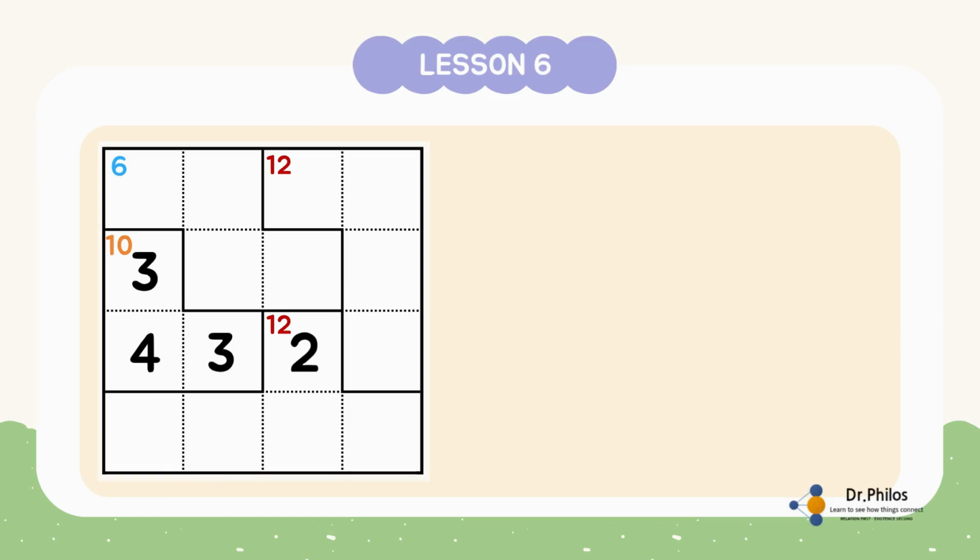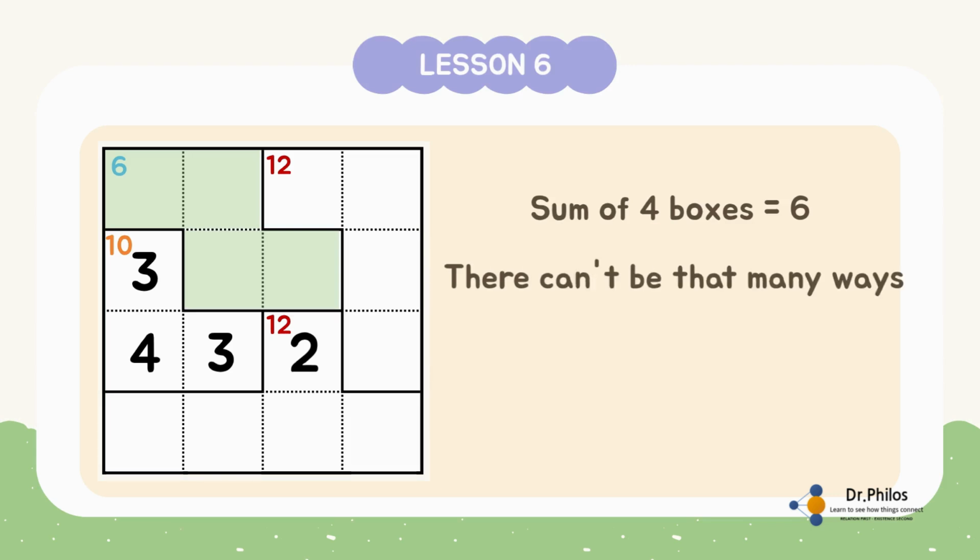That 4-box block that makes 6 keeps bothering me. Why is that? Adding 4 numbers to get 6. That's a really small number. There probably aren't many ways to make it. Try making 6 with 4 numbers.